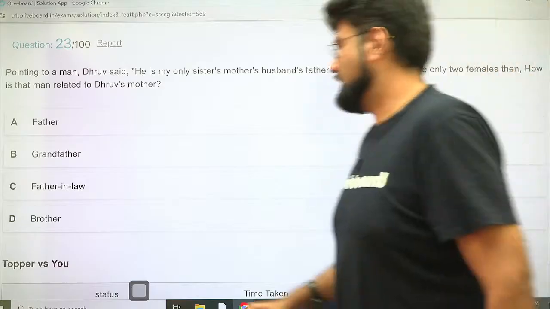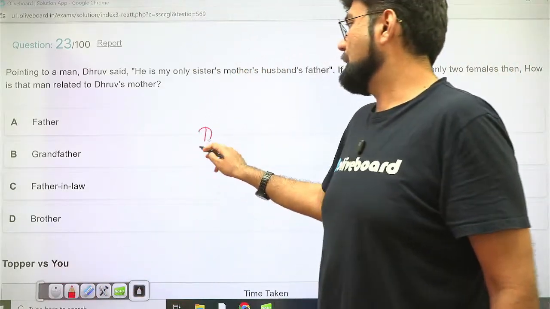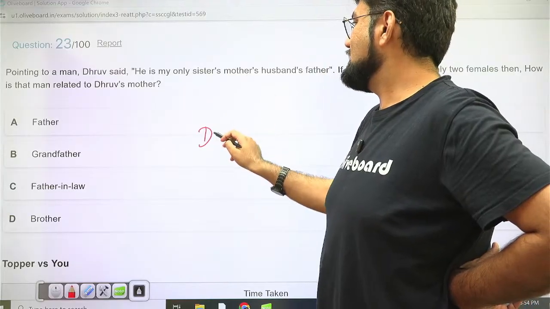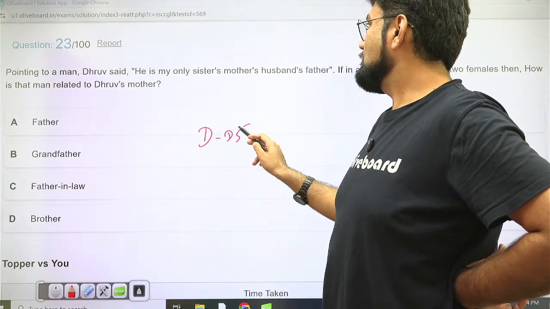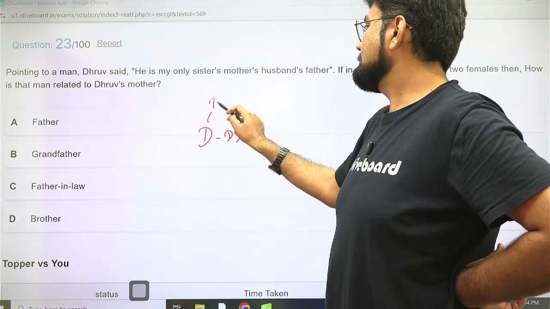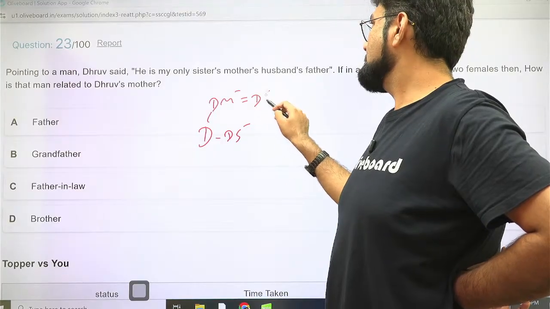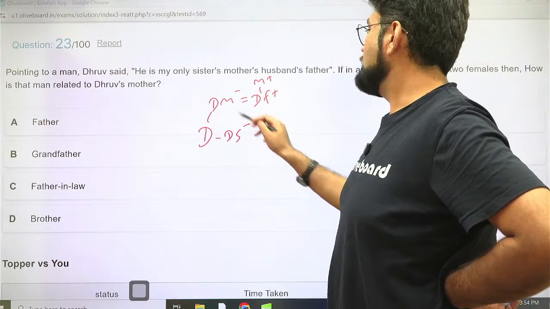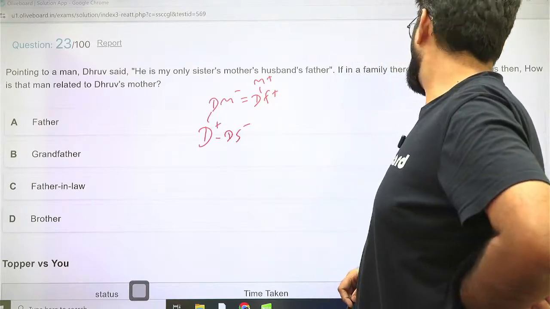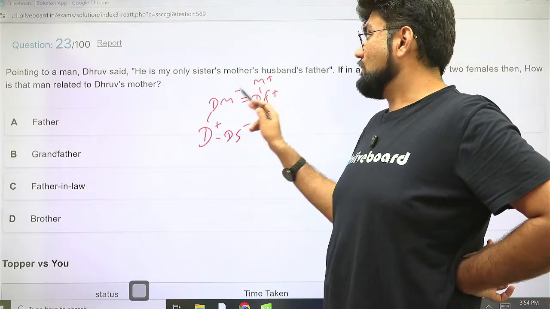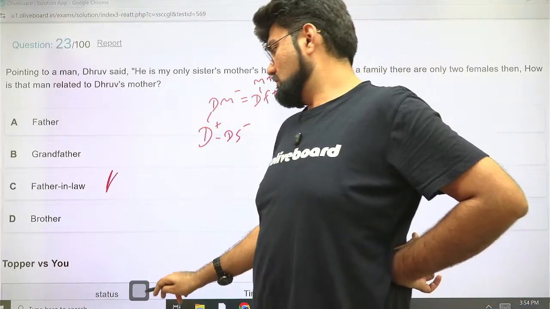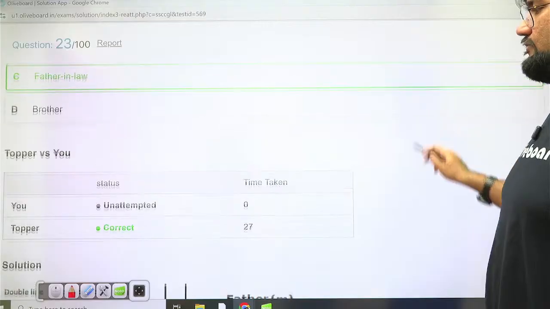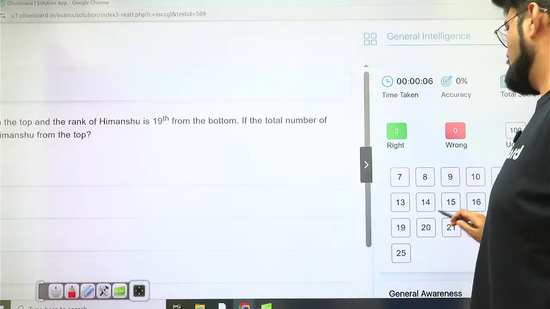Pointing to a man, Dhruv said, he is my only sister's mother's husband's father. This man is Dhruv's grandfather. If in a family there are only two females, so this is the male. How is that man related to Dhruv's mother? Father-in-law. He is Dhruv's paternal grandfather. How is his paternal grandfather related to his mother? Father-in-law. Option 27 seconds.